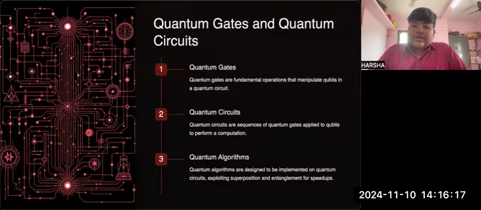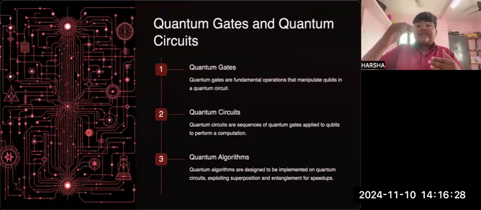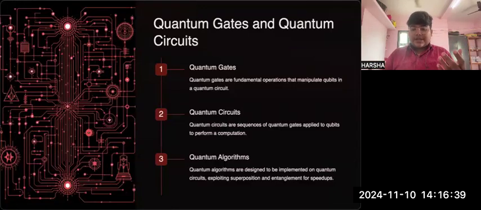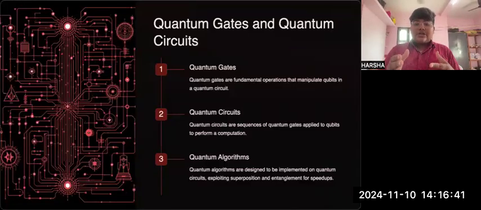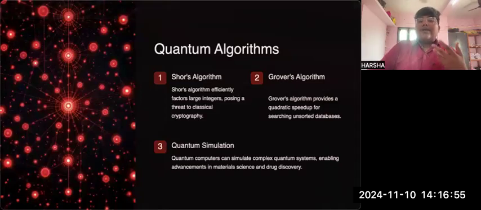Quantum gates and quantum circuits. Now, how do quantum computers actually use these qubits? They use quantum gates. A gate is like a switch that changes the state of the qubit. When we connect these gates, we make what we call a quantum circuit. Just like regular computers use circuits to process information, quantum computers use quantum circuits. But quantum circuits can do far more complex things because of superposition and entanglement.